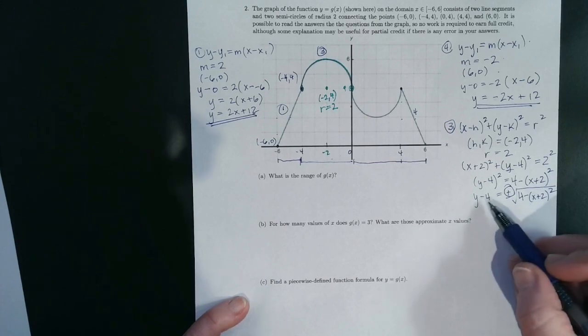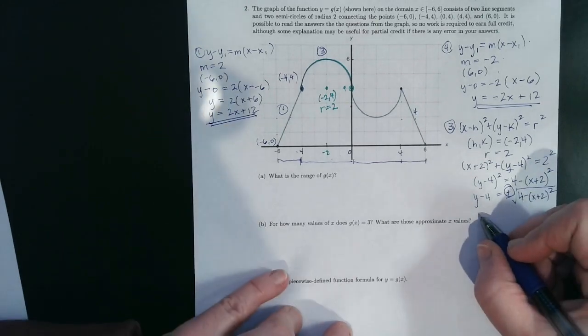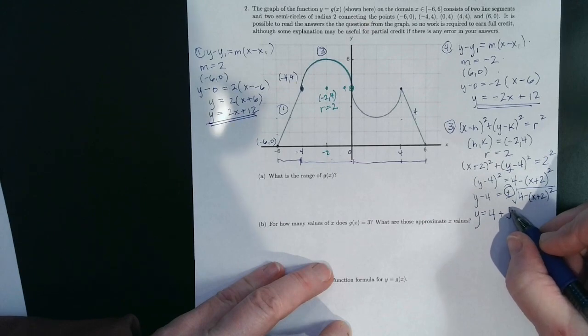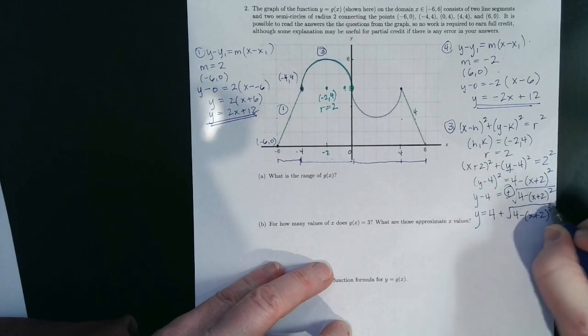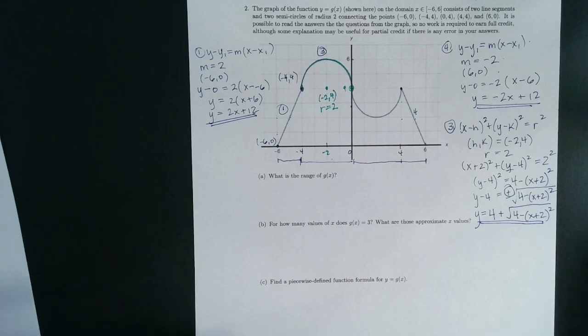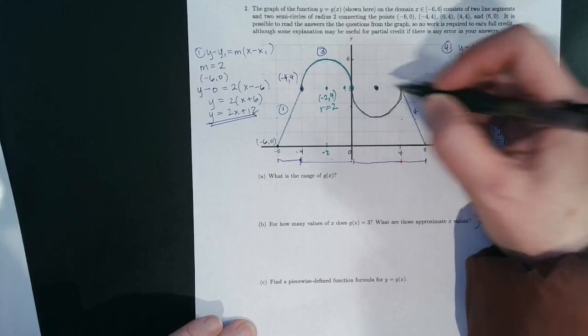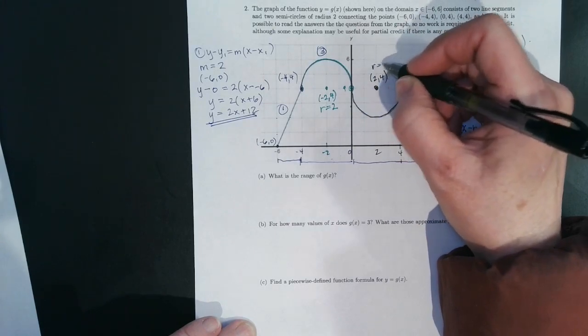And the last thing is just to put this negative 4 on the right side of the equation. So we will have y equals 4 plus the square root of 4 minus x plus 2 squared. So that is part 3. And likewise, we can find the solution for this half circle, which has the center at 2, 4, and is also a radius of 2.